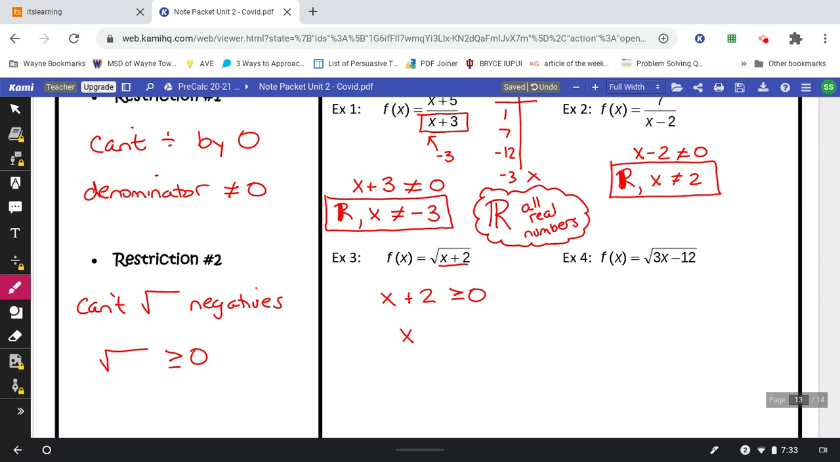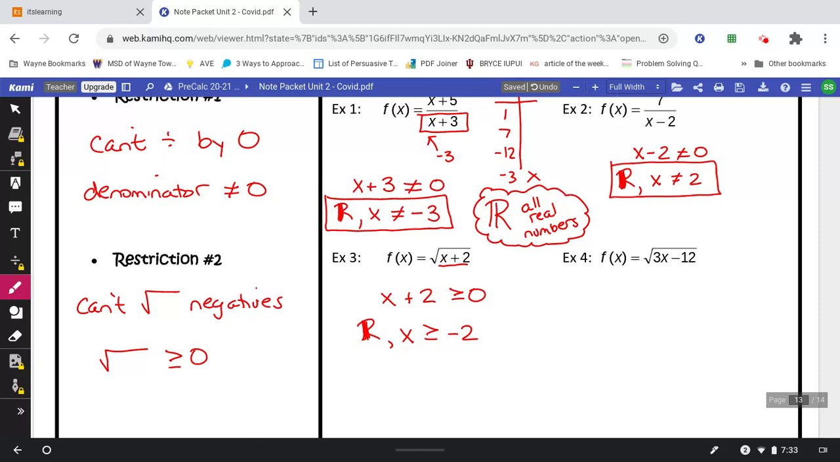And you subtract 2 from both sides. And that's it. And you would put your all real number sign in front. Meaning if I was going to ask you to create a t-table out of this, you can use numbers as long as they are from -2 and up. So -2, -1, 0, 1, 2, 3, 4. All those numbers would work.